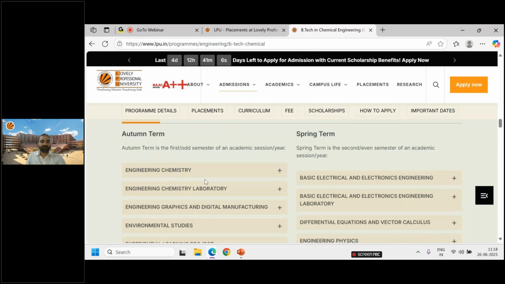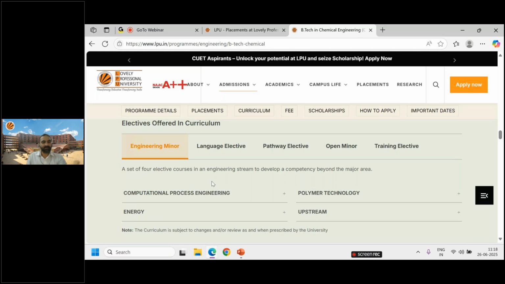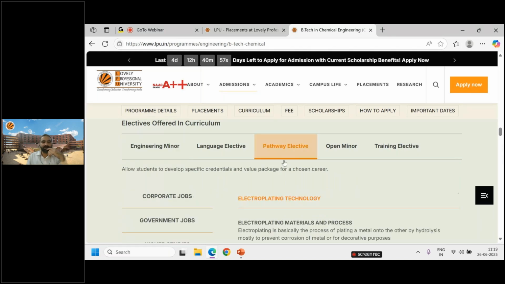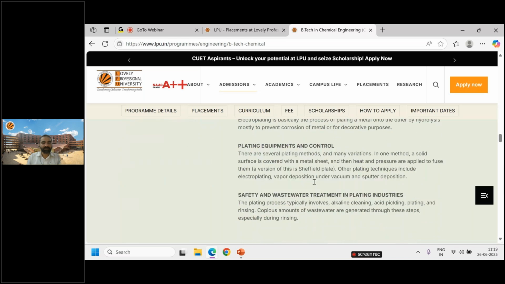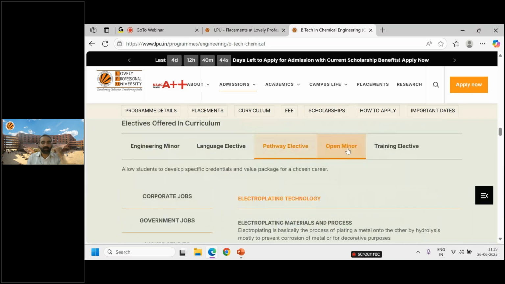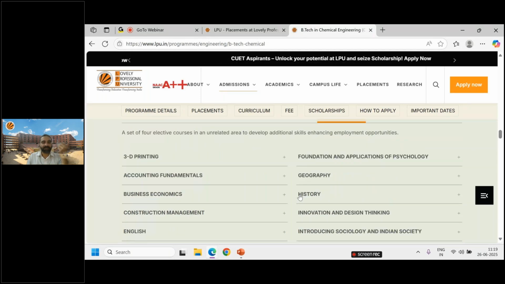Further, we have engineering minors, language electives, and pathway electives. Pathway electives, I told you, for government jobs, and we have higher studies, and accordingly you choose the basket. In the open minors, we also offer subjects which are not directly linked to your discipline, but as per your interest you can opt for these subjects, like 3D printing.